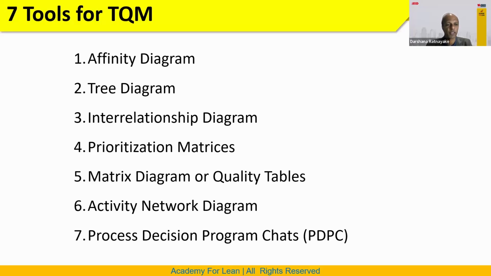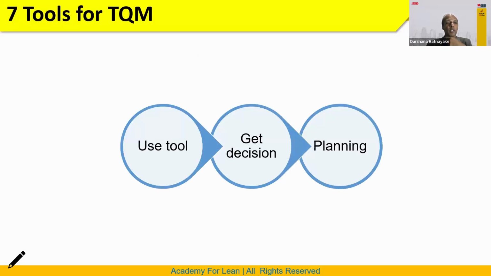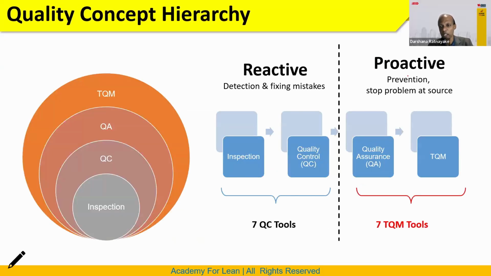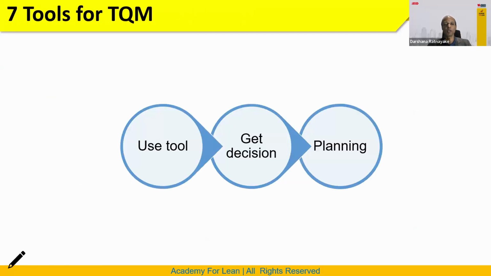Right. Okay. First one, and these tools, how we use this tool. Normally what we do is we use this tool, and based on the tools we get decisions, and these decisions we incorporate into our planning. Planning means something future, right? That means these TQM tools we use for, I'll go up and refresh, proactive. That means we think before, or we plan before something happens. That is what we use it for. So that's called planning, right?